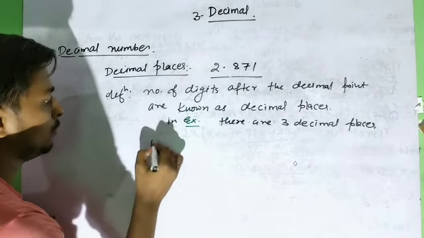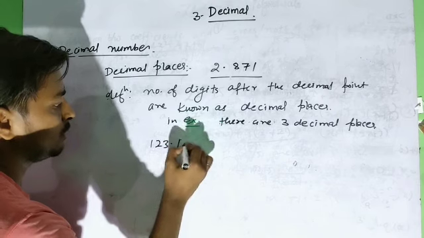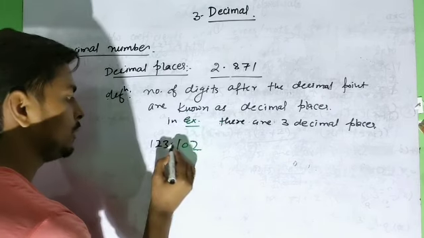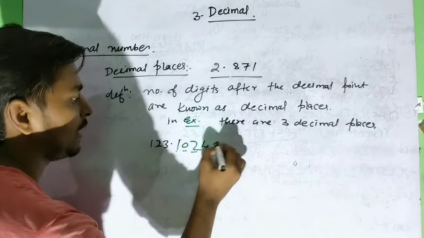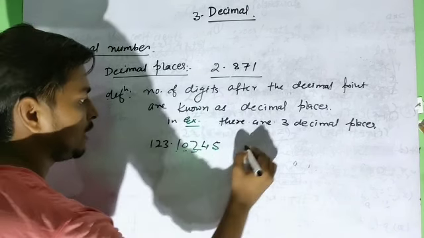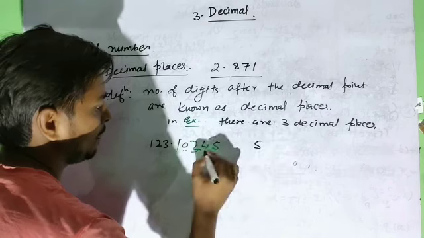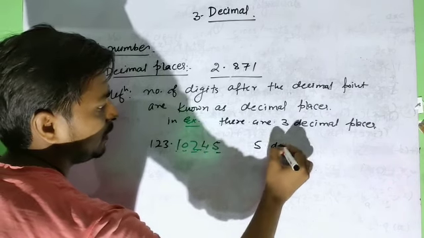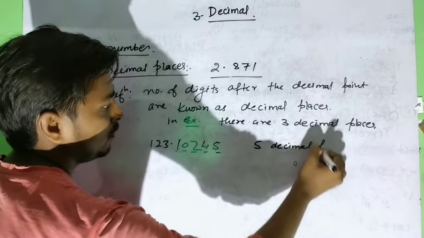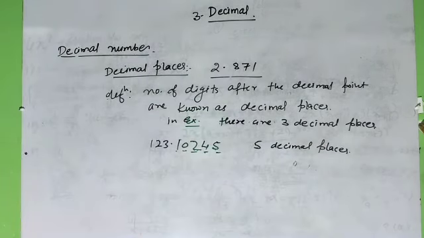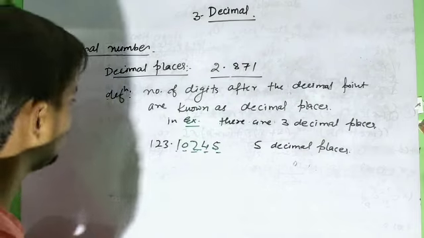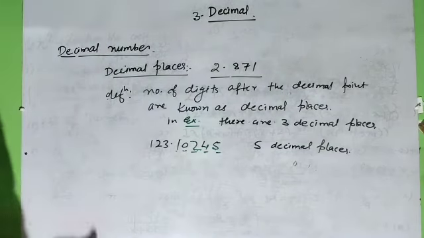So in 123.102, how many? 1, 2 and 3. You can say 4, 5. So there are 5 decimal places. And this is 5 decimal places. So this is the decimal place.